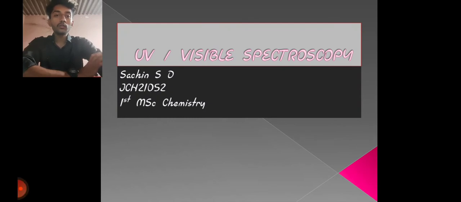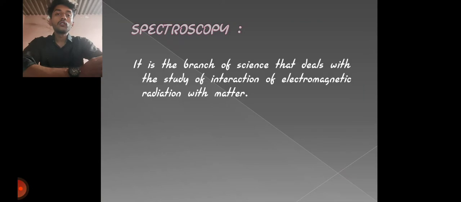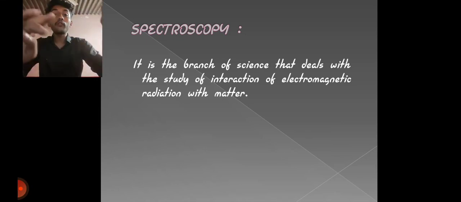So today I am going to explain about UV visible spectroscopy. So before going to the topic, let us understand what is spectroscopy first. It is a branch of science that deals with the study of interaction of electromagnetic radiation with matter.